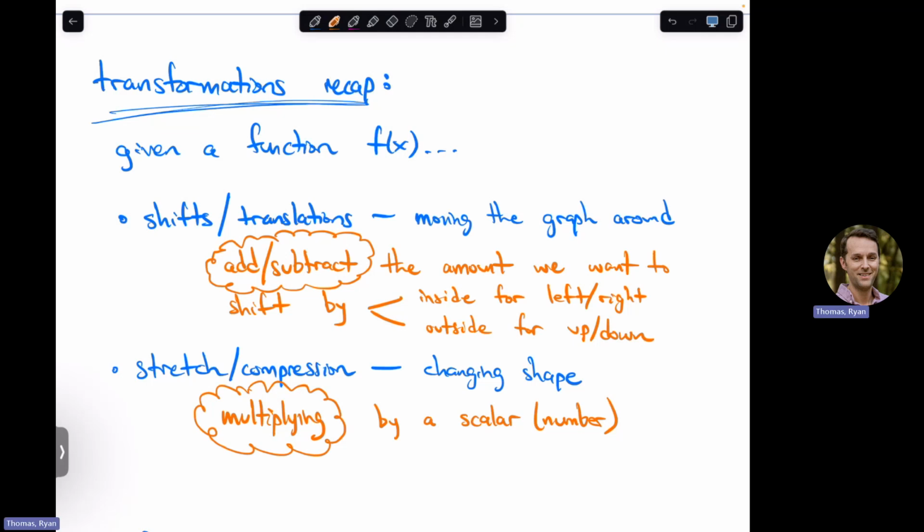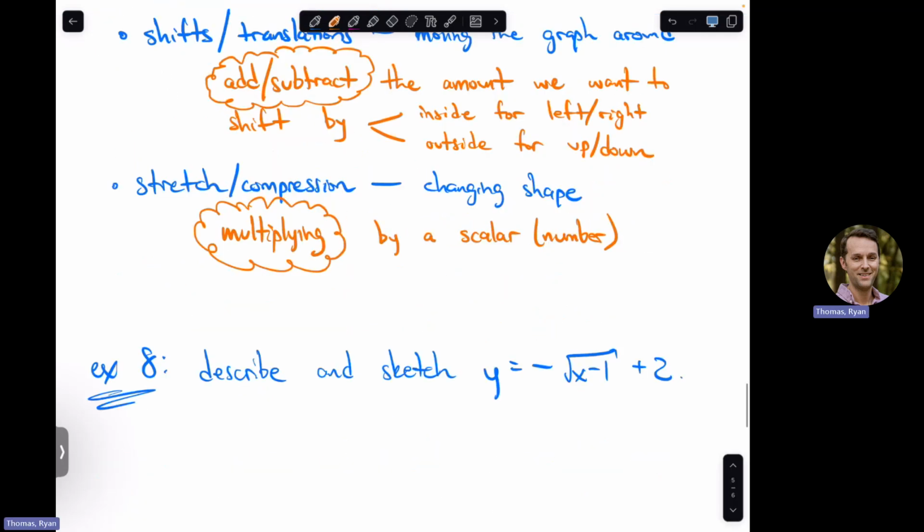If I take a function and multiply out in front of the whole thing by 2, well, it's going to be twice as tall as it used to be, so it's going to look narrower, taller, faster, something like that. If I multiply by half instead, it's going to compress the whole thing down and kind of make it lay out. And oh, I've run out of room.